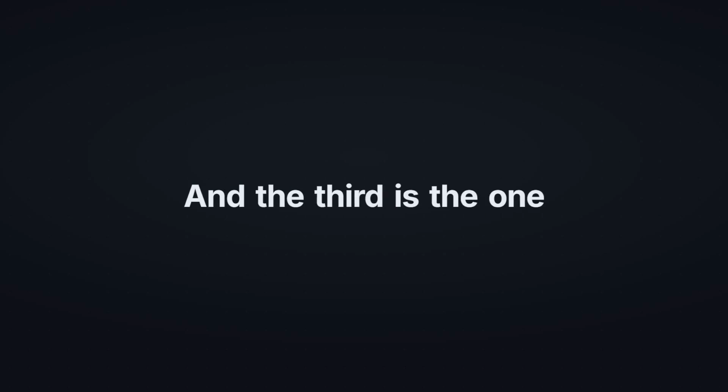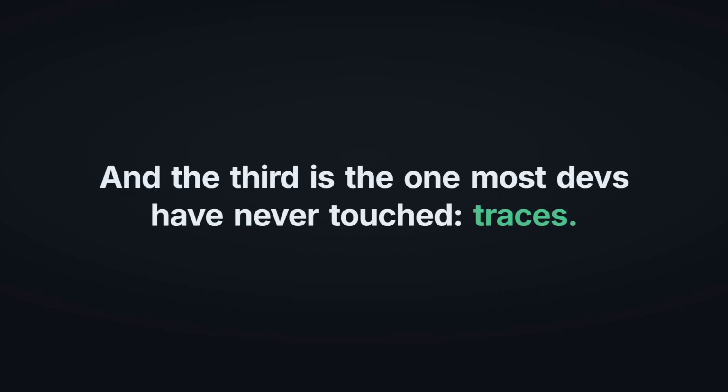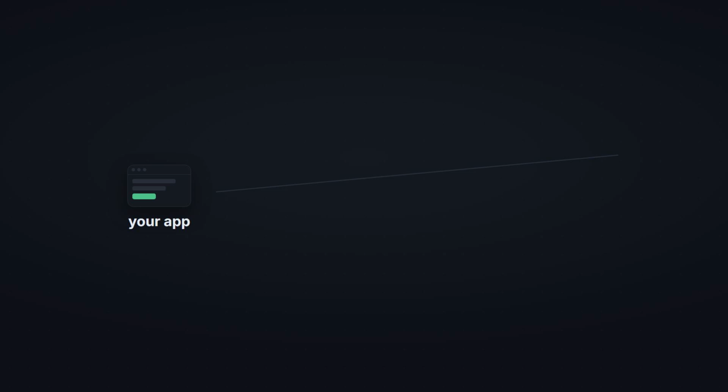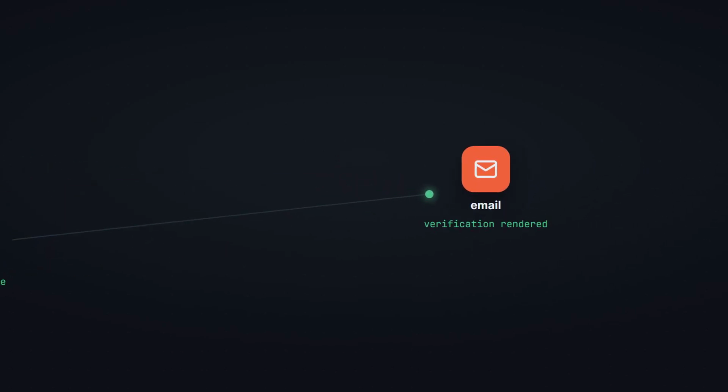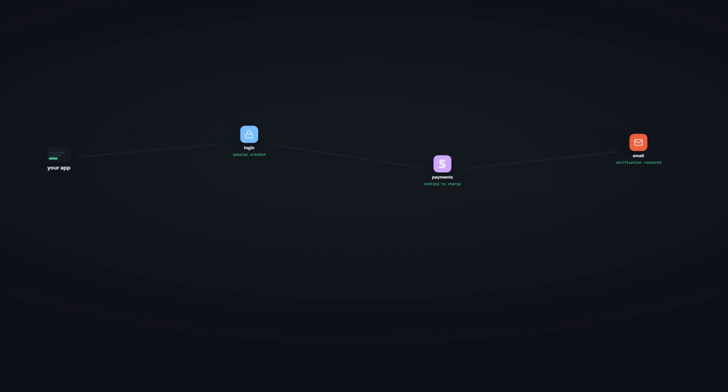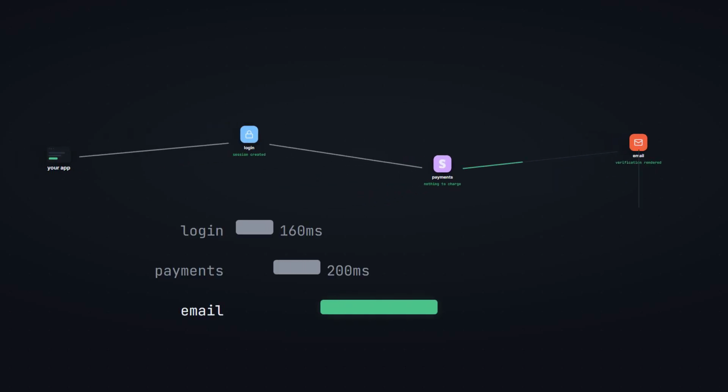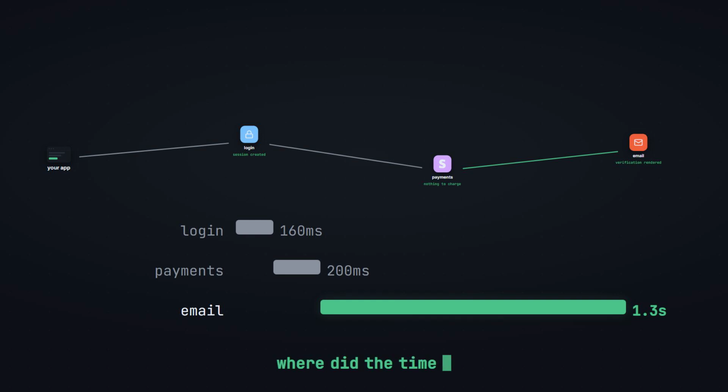And the third is the one most devs have never touched. Traces. One click doesn't stay in one place. It hits login, then payments, then email. A trace follows it and times every step. Lay those steps on a timeline and a trace answers the best question of all. Where did the time go?